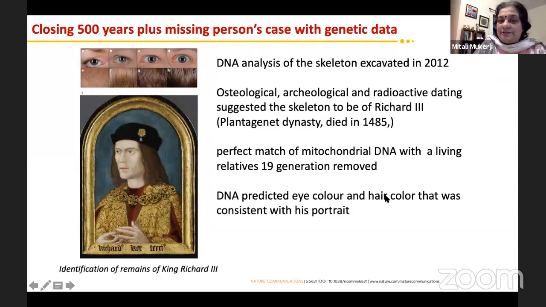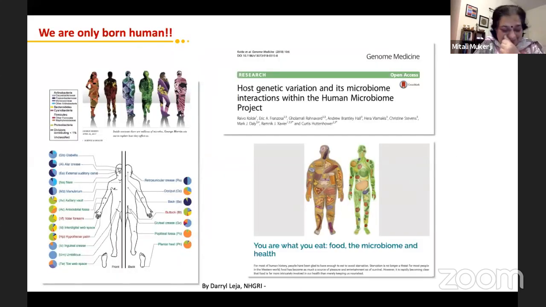So putting all this information together, because the DNA was available, and a living person, many generations removed, was there, they could actually tell that it was Richard the Third's coffin, and that actually put a nail in the coffin, literally. They got to know that this is Richard the Third. There are other kinds of things which the Human Genome Project has told us.